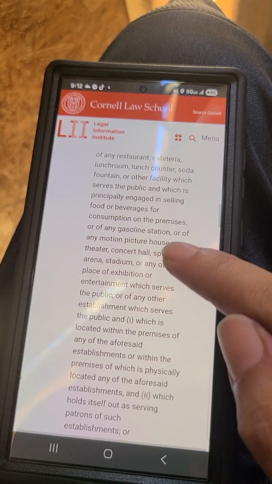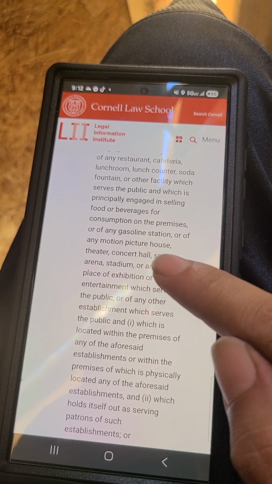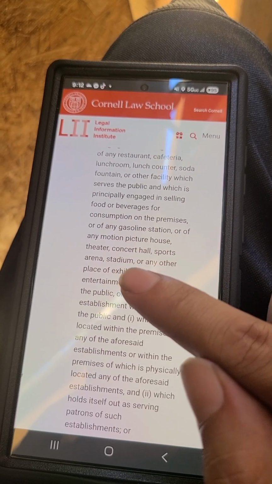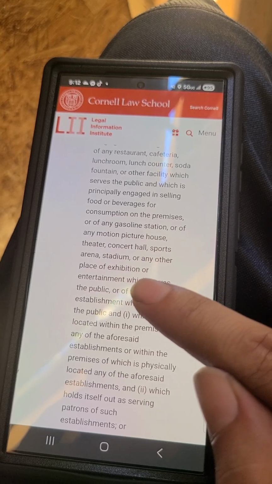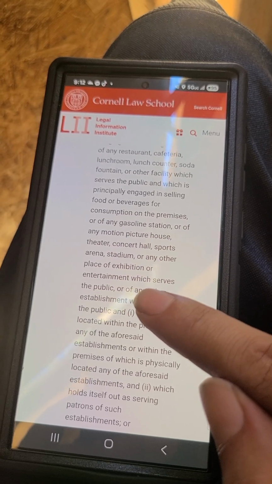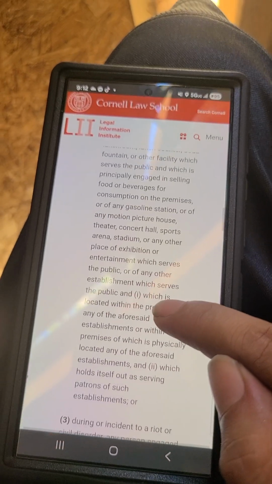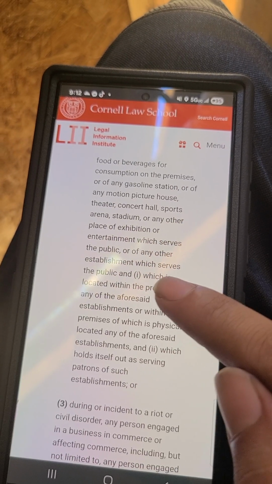or of any gasoline station, or of any motor picture house, theater, concert hall, sports arena, stadium, or any other place of exhibition or entertainment which serves the public, or of any other establishment which serves the public.